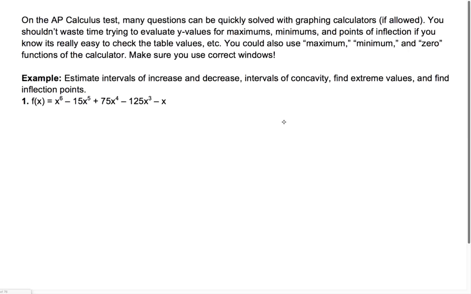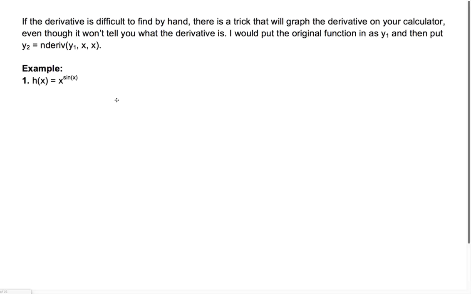All right, the last one we're going to talk about is using a graphing calculator, if allowed. So let's look at this one instead, the second example: h of x equals x raised to the sine of x. If this was on the calculator section and it was asking where it's increasing, decreasing, or about concavity, there's actually a way that you can graph a derivative on your calculator. We're going to put this in for y1, x raised to the sine of x, in our calculator. You probably don't need the parentheses around sine of x.